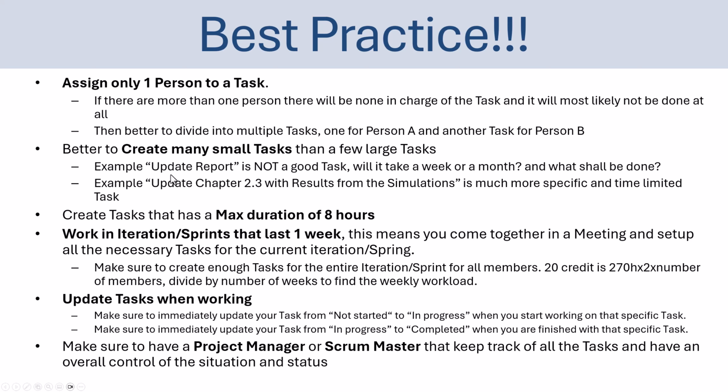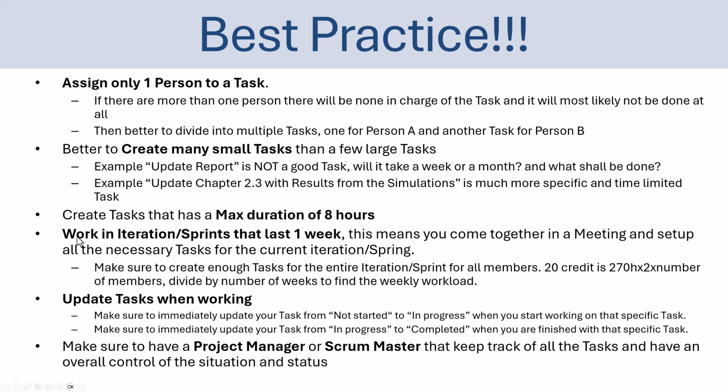So typically, here's a bad example. Update the report is typically not a good task because it will take weeks or months. But let's say update chapter 2.3 with results from the simulations is a more specific task where you can set a specific amount of time that this task should take. And also, it's easier to assign this specific task to only one person, while updating the report typically will be done by multiple persons.